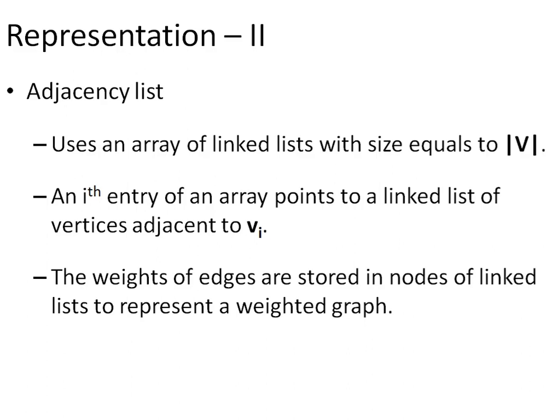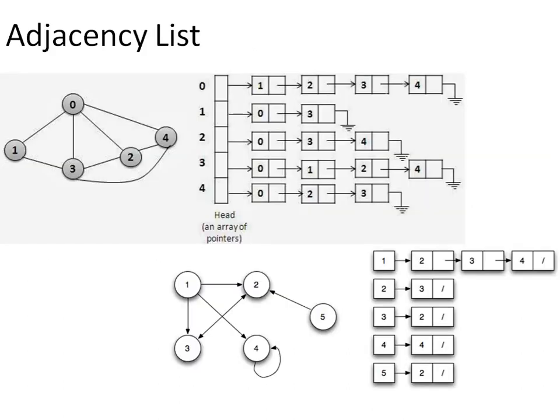Similarly, if we are working with weighted graphs, then we simply have to update the structure of a node in order to accommodate the weight value corresponding to the edge. We will see these points in the examples. So let's say this is the graph and we have to represent it with the help of an adjacency list. First we have to count the number of vertices in the graph. There are 5 vertices, so we will create an array of head pointers with size 5.